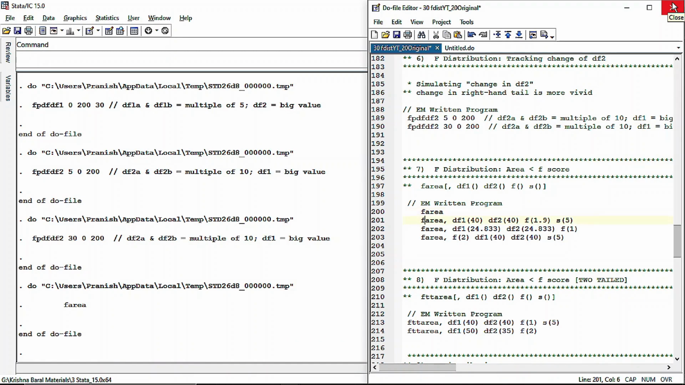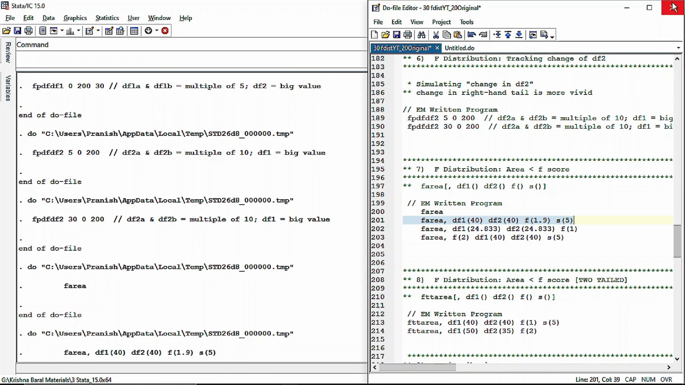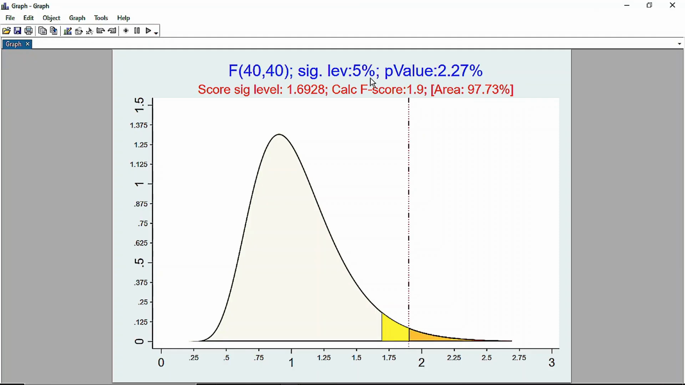Now let's manipulate the degrees of freedom 1, degrees of freedom 2, and then for a certain F score and for a certain significance level, we want to see what kind of graph we get. Here for this significance level of 5%, our tabulated score is 1.69 over here, and to the right of it, the area is 5%, to the left of it, the area is 95%. And our calculated score is 1.9 somewhere over here.